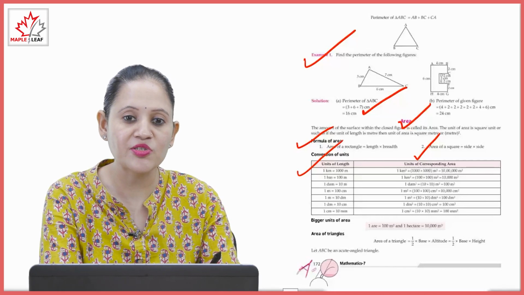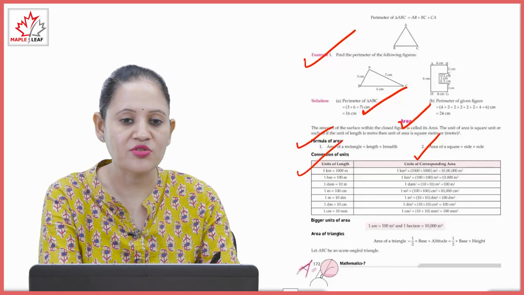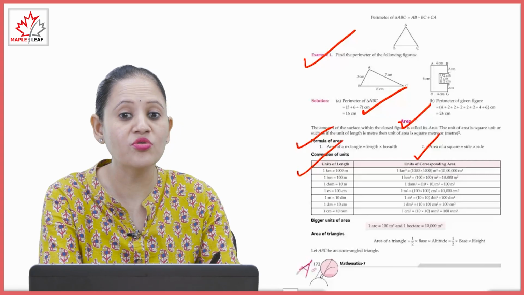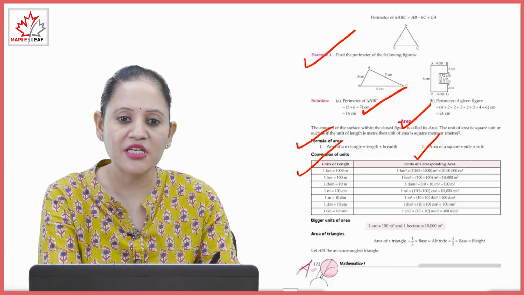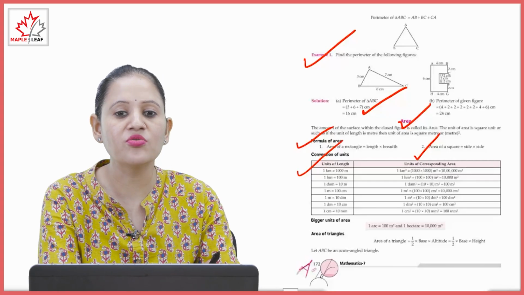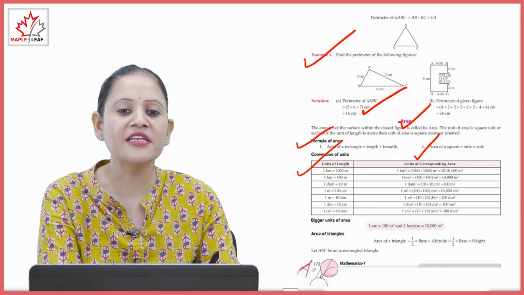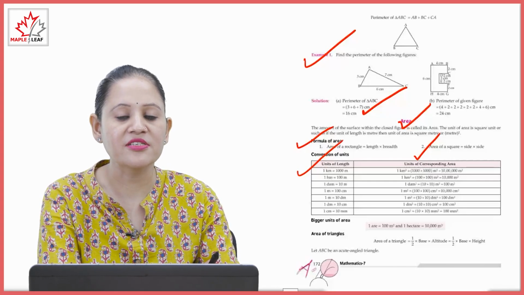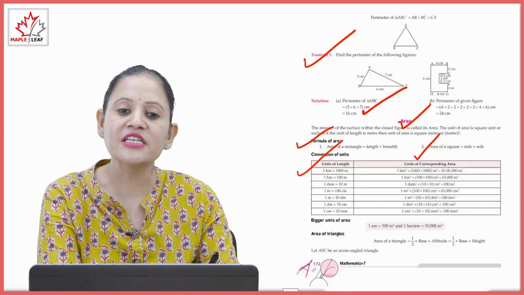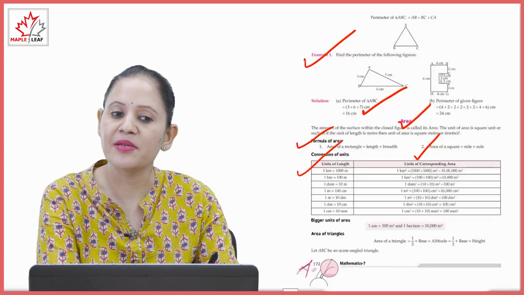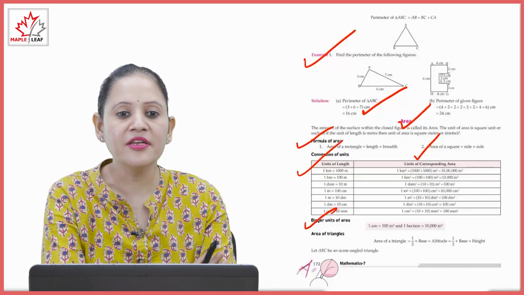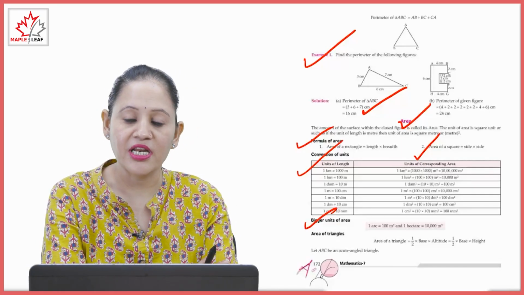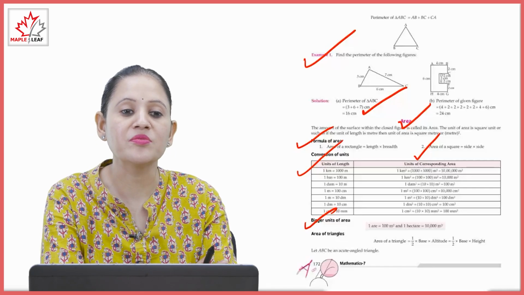1 kilometer square equals 1000 into 1000 meter square. 1 hectometer square equals 100 into 100 meter square. 1 decameter square equals 10 into 10 meter square. 1 meter square equals 100 into 100 centimeter square. 1 meter square equals 10 into 10 decimeter square. 1 decimeter square equals 10 into 10 centimeter square. 1 centimeter square equals 10 into 10 millimeter square. Bigger unit of area: 1 are equals 100 meter square and 1 hectare equals 10,000 meter square.